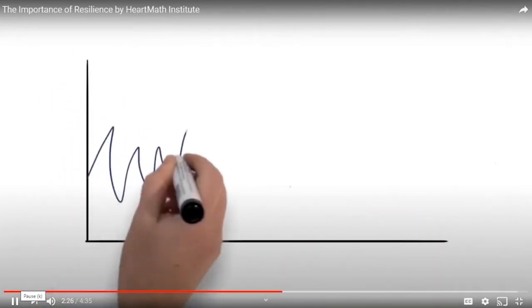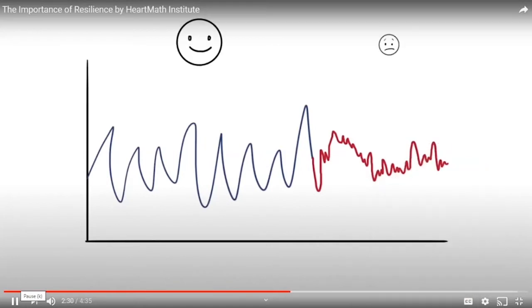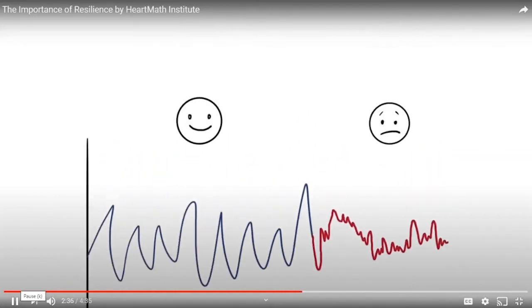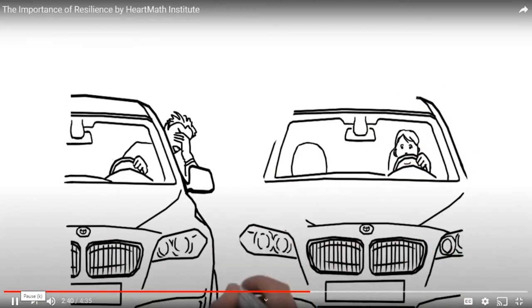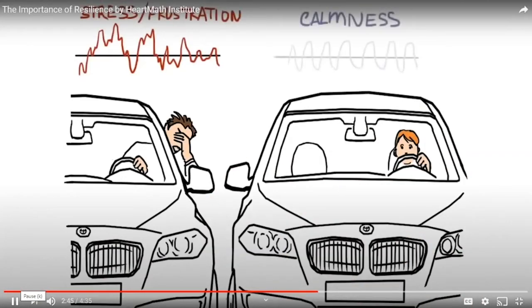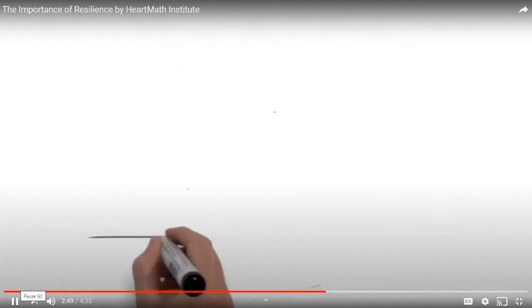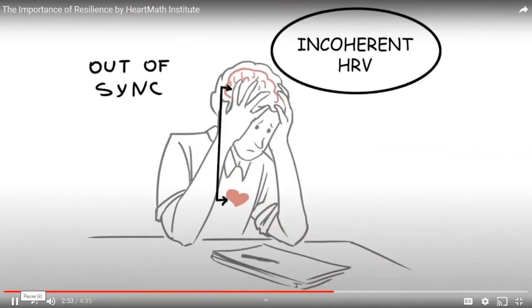HRV is influenced by our emotions. You can actually see if you're draining or renewing your energy and self-regulation capacity by looking at the pattern of HRV, your heart rhythms. Emotions such as frustration, impatience, and anxiety deplete our energy reserves and show up on a computer monitor as an irregular, disorganized HRV pattern.